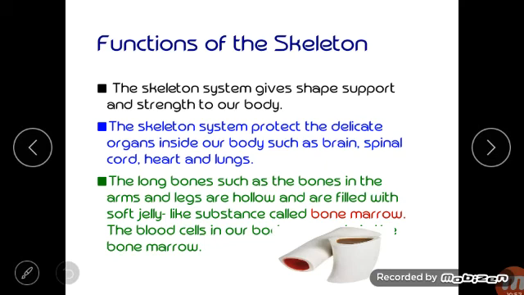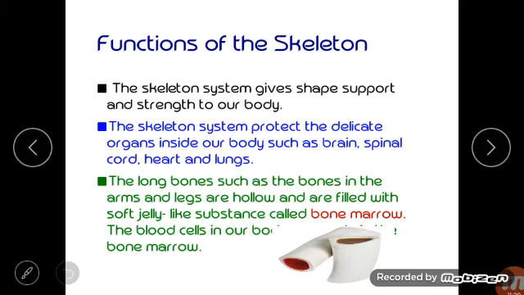The skeleton system protects the delicate organs inside our body, such as the brain. Where is the brain located? In our skull. So the skull protects our brain. Then the spinal cord, heart and lungs. So the skeletal system protects all these organs of our body.